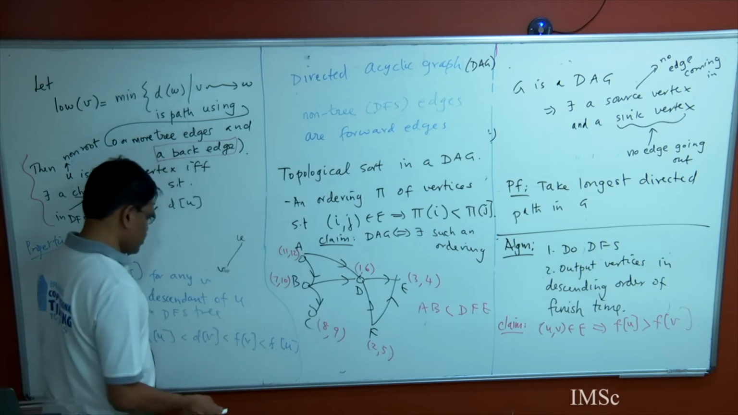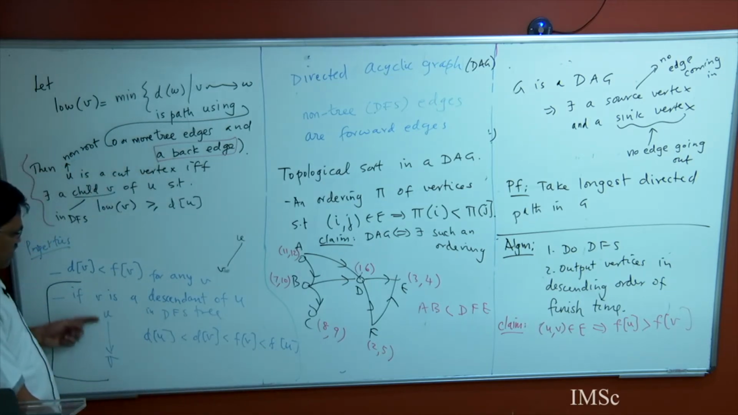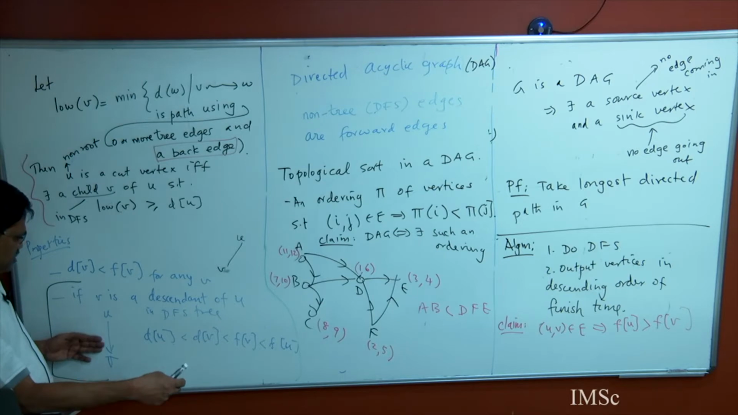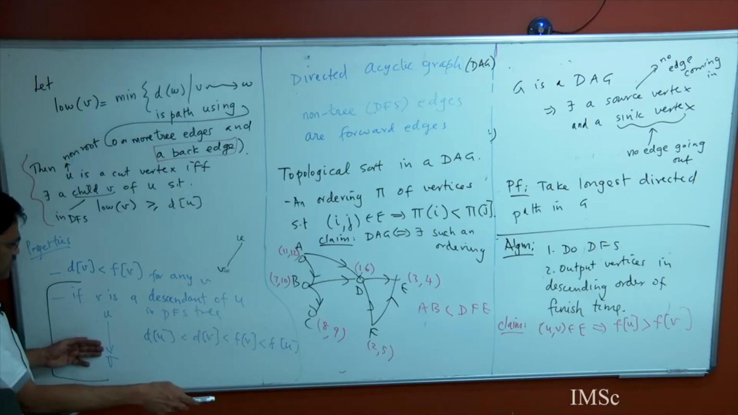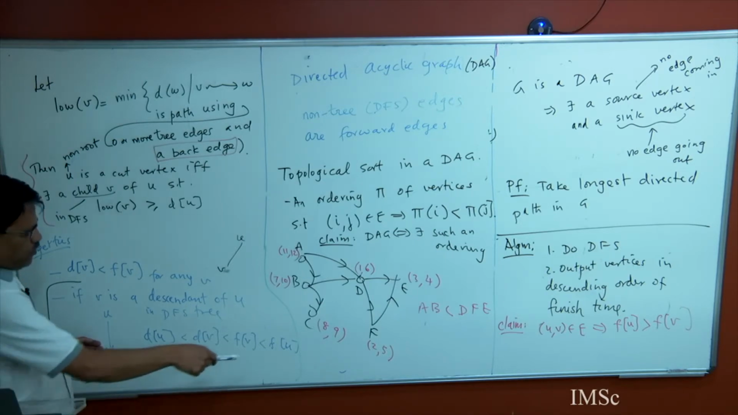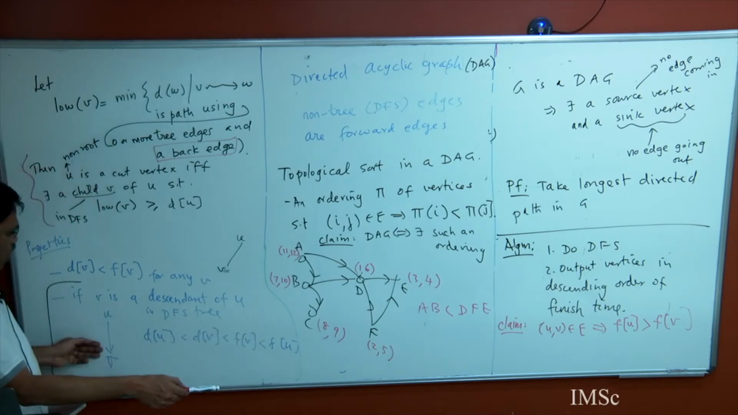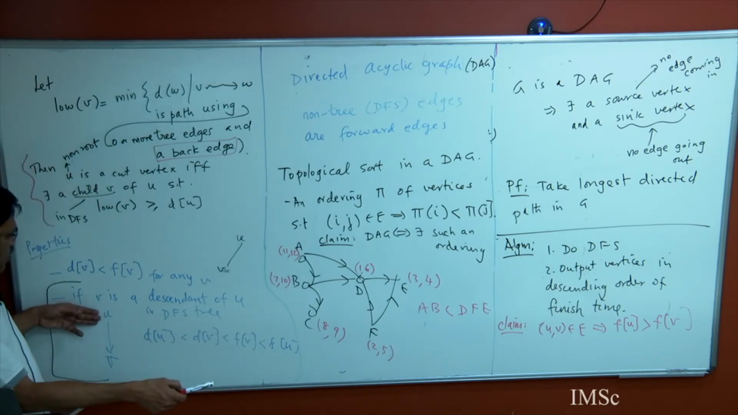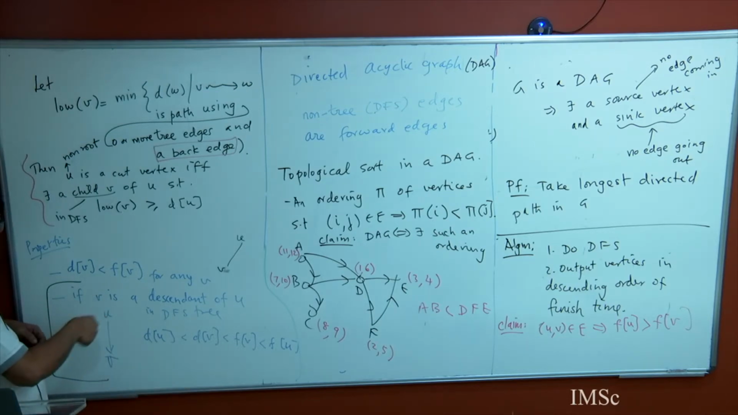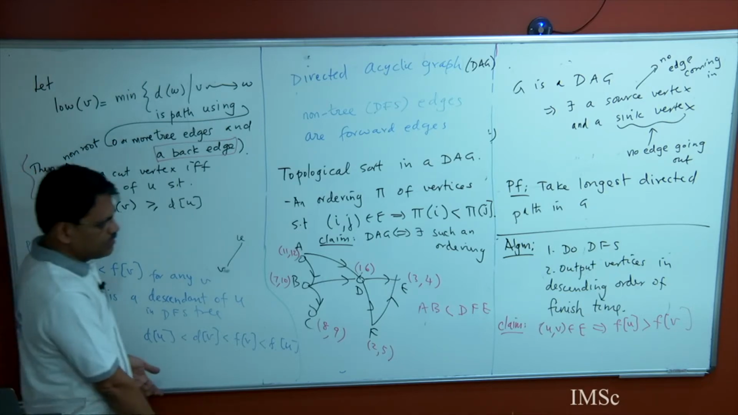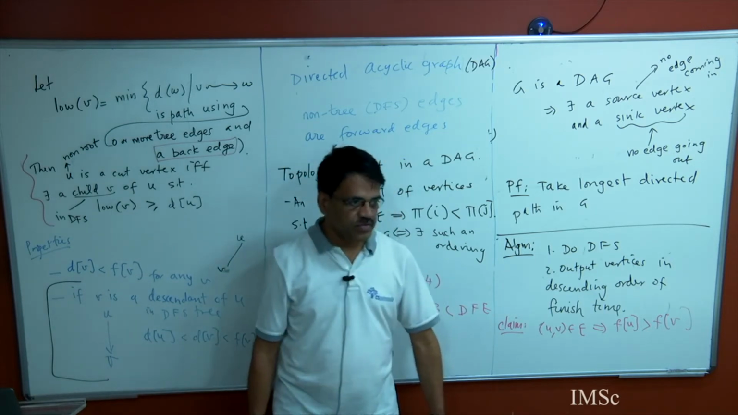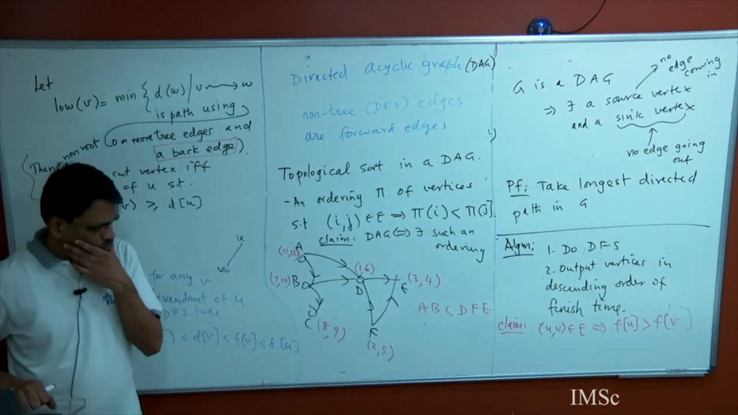Why is that true? Because if UV is an edge, either it will be a tree edge, in which case FU is greater than FV, or at the time when you explored U, V was black, so it was a forward edge. So again, that means V would have finished first before you got there. That was black, so it was finished. So FU will be greater than FV. Okay, so that's a very nice simple algorithm to do a topological sort.